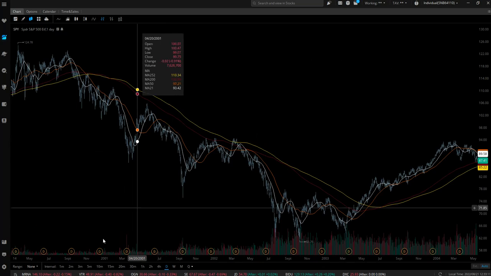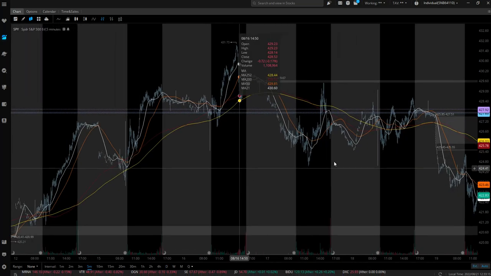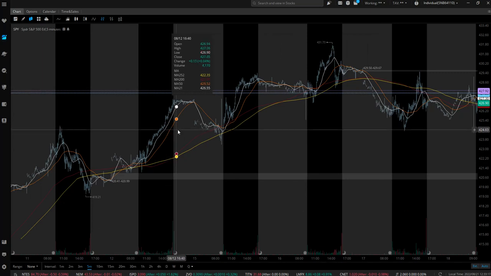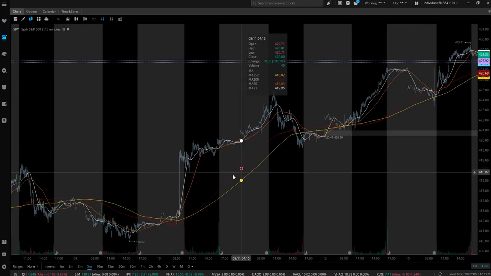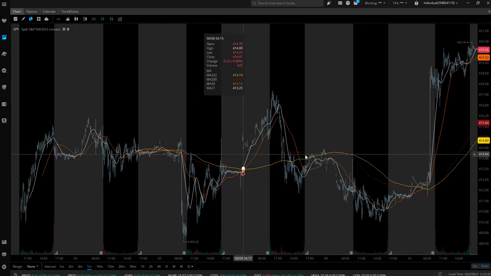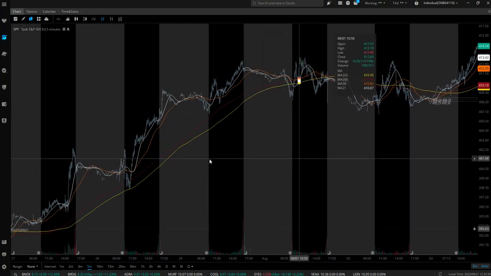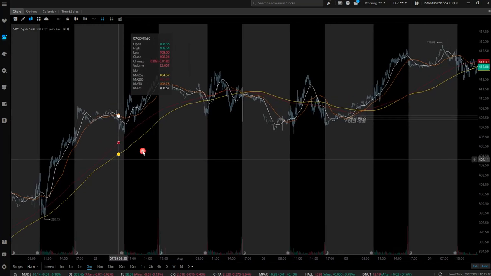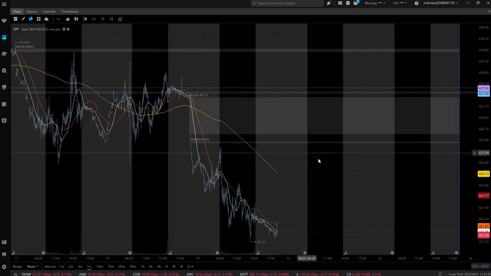This works on any time frame. If you go to the 5-minute, same thing applies. When these are above these two, you're in an uptrend. Whenever the red and the yellow cross above the orange and the white, you're in a downtrend. It can be used on any time frame. And it's literally that simple. And that should help a lot of you determine if it's a good time to buy.